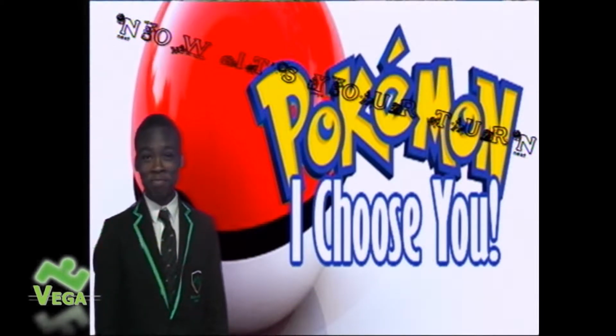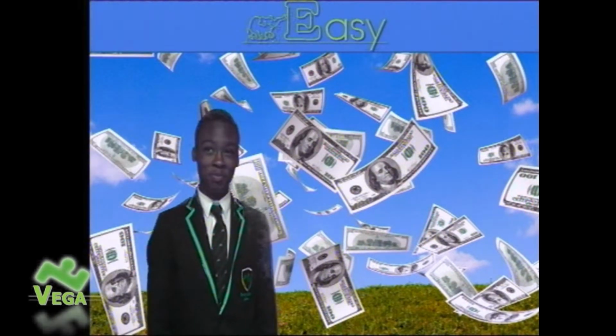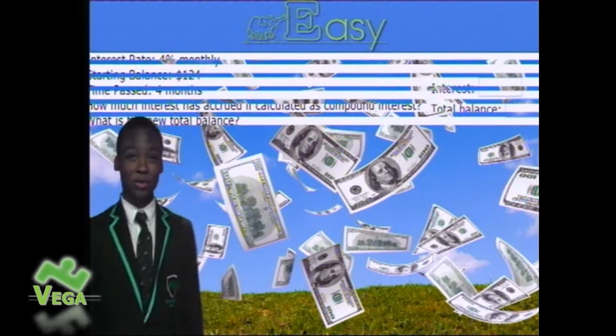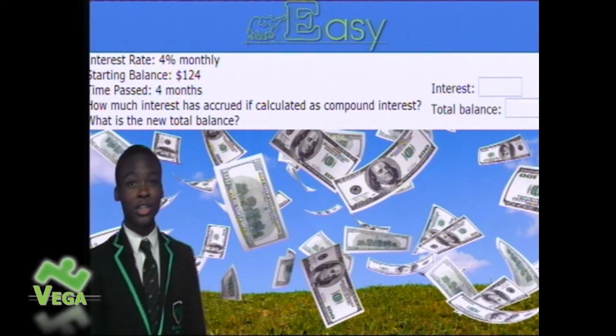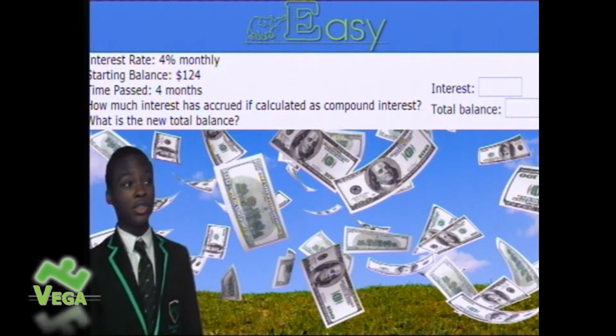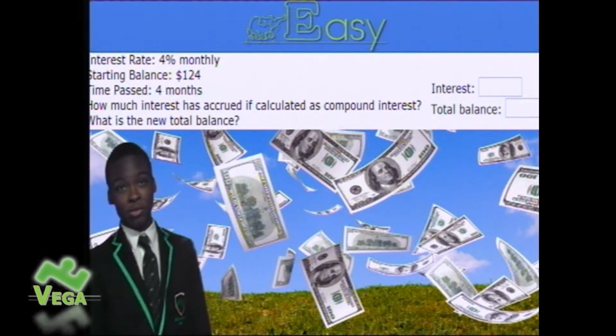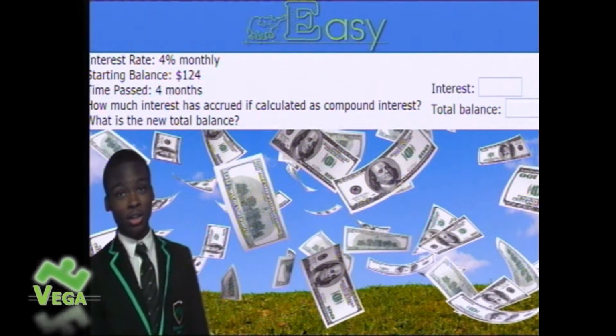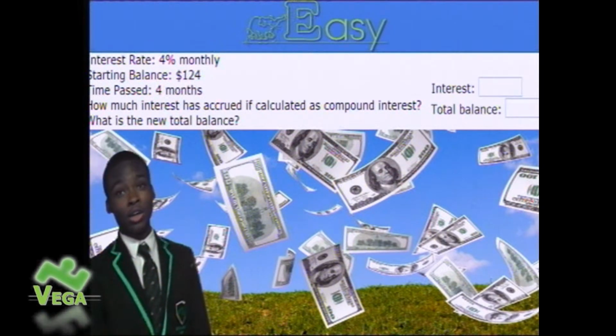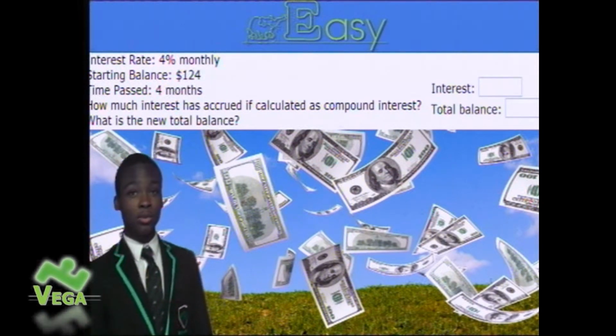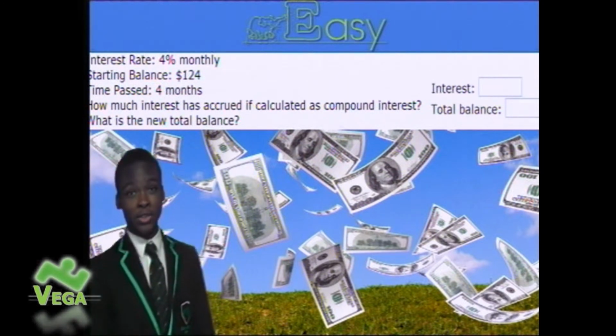Now it's your turn. Here's an easy question for you. The interest rate is 4% monthly, and the starting balance is £124. The time passes 4 months. How much interest has accrued if calculated as compound interest? What is the new total balance?